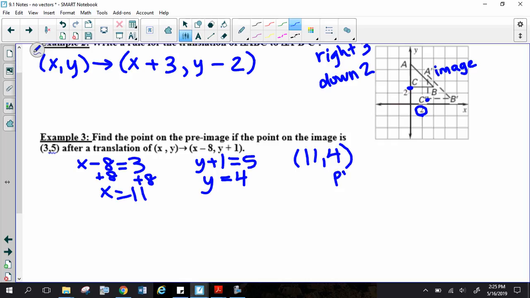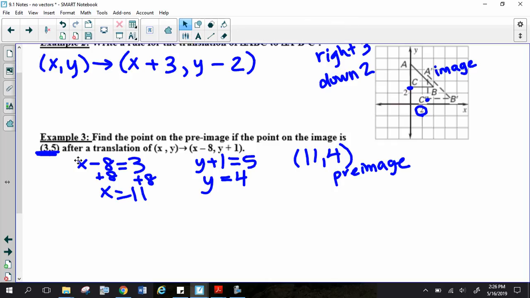So this is my pre-image, the one that came before the image point. This is my image, 3, 5 is my image. So just think of it as going the opposite way. So instead of subtracting 8 and adding 1, you're adding 8 and subtracting 1. So pay attention on your homework for if it's looking for the pre-image, you do it the opposite way because you're going the opposite direction. Again, help each other out, and don't be afraid to ask questions.